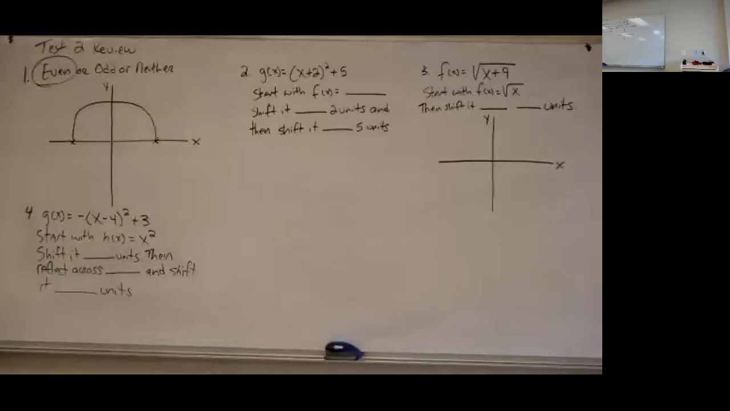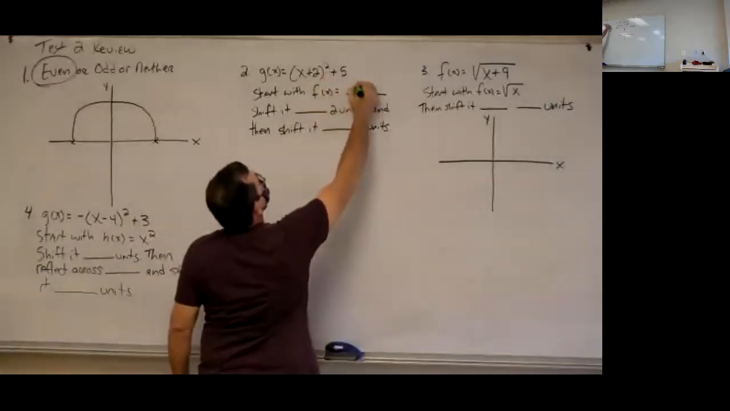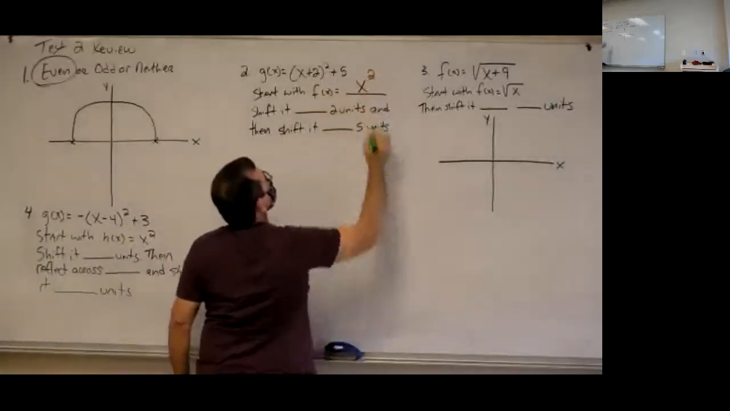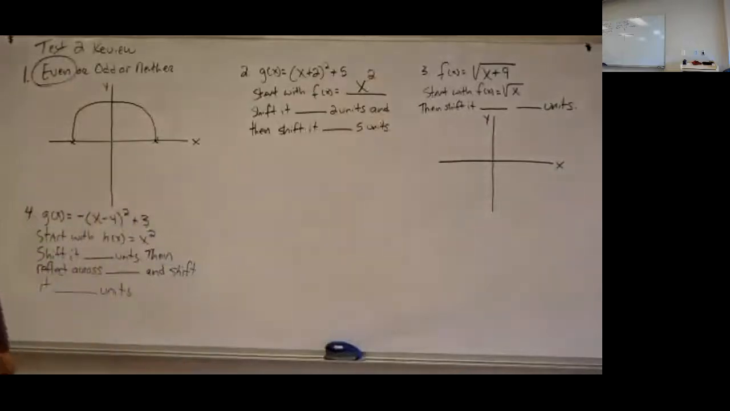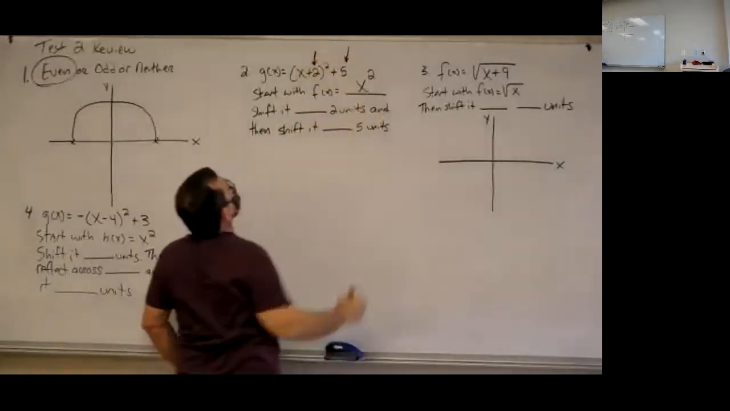All right, number 2, they gave me g of x equals (x plus 2) squared plus 5. They wanted to know what the original graph I would start with, and then what shifts were happening because of those numbers. Since that's got the square up there, we would start with f of x equals x squared. So it's got to be one of them 7 basic graphs. And then what I'm focused on is that 2 and that 5.